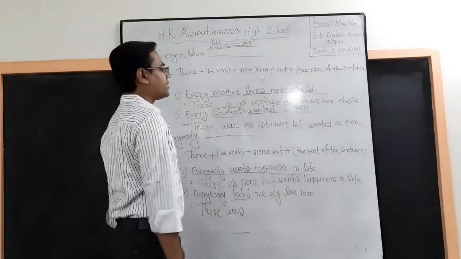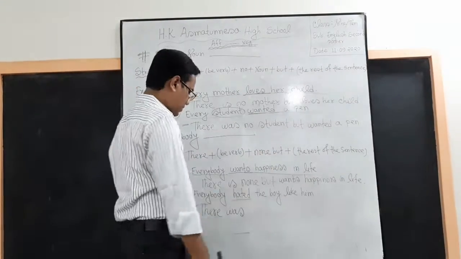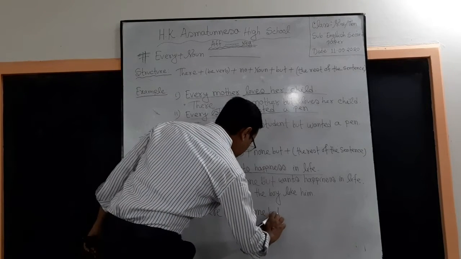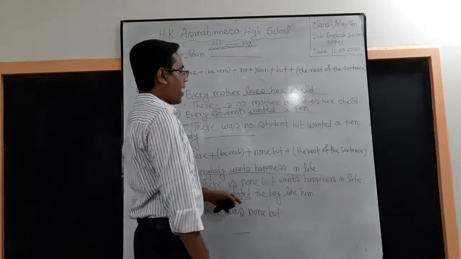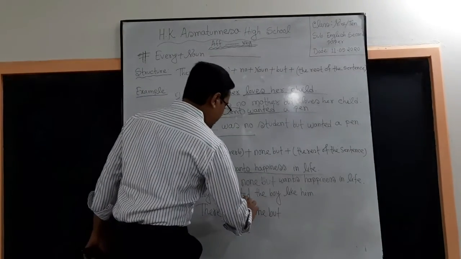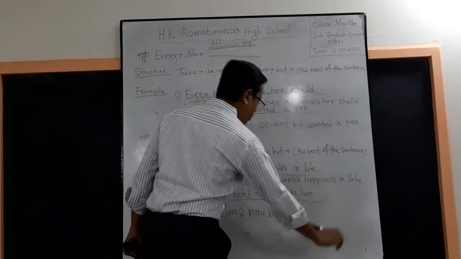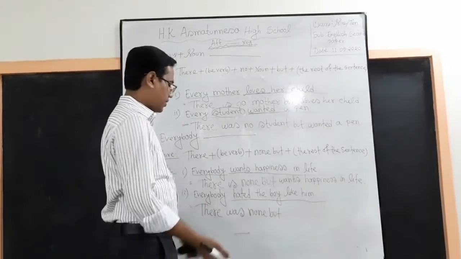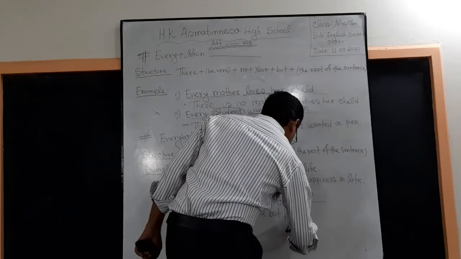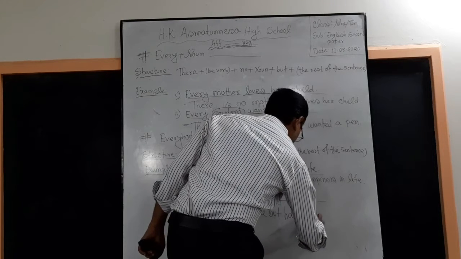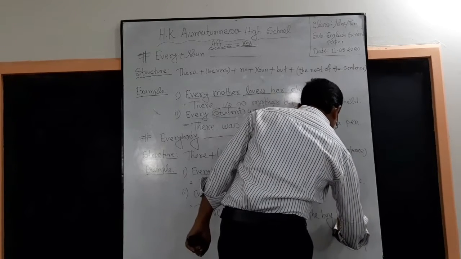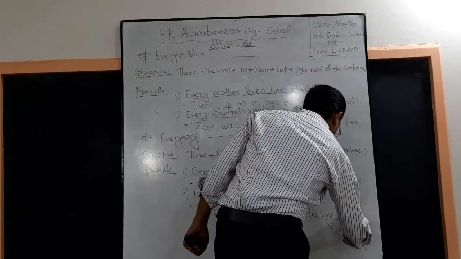and then what will you write? None but. There was none but, and we write down the rest of the sentence. The rest part of the sentence will be hated the boy like him. Okay. So we'll write hated the boy like him.